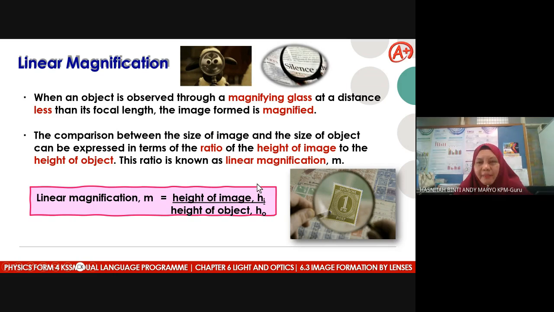So what is linear magnification, students? Linear magnification is the ratio of the height of the image to the height of the object. Very simple. If they ask you to state the meaning of linear magnification, the answer is: the ratio of the height of the image to the height of the object. hi to ho, the formula: M equals hi divided by ho.